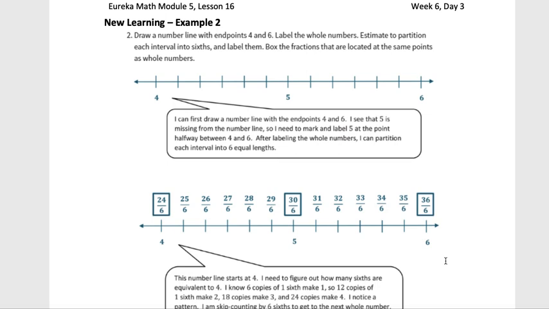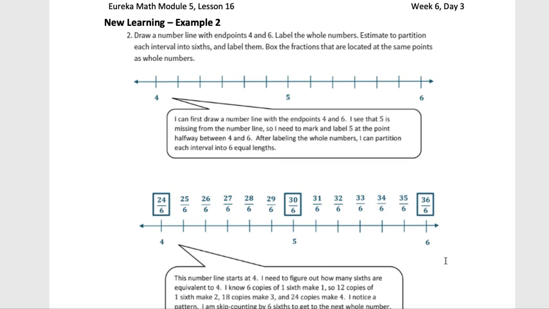Now, your second part of your new learning is your example 2. It's asking you to draw a number line with the endpoints 4 and 6. Label the whole numbers. Estimate to partition each interval into 6 and label them. Box the fractions that are located at the same points as whole numbers.